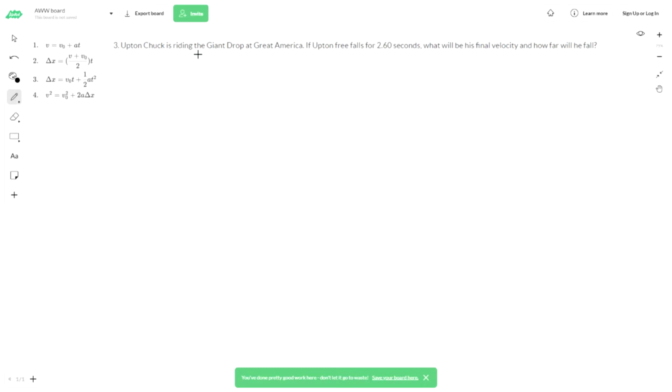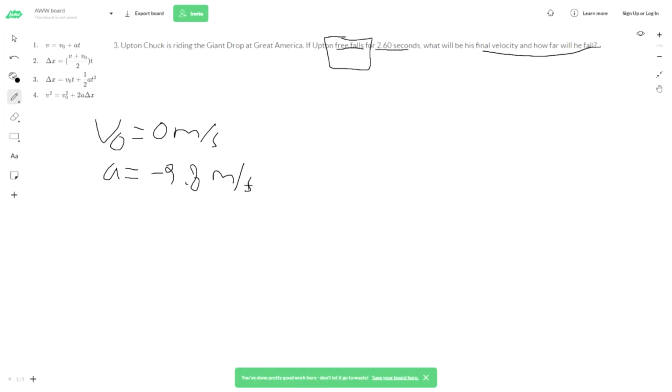So Upton Chuck is riding the giant drop at Great America. If Upton free falls for 2.6 seconds, what will be his final velocity and how far will he fall? Alright, so with this question, we're looking for his final velocity and how far he will fall. And this part where he free falls gives us 2 useful pieces of information. So from this, we can assume not only that v0 is equal to 0 meters per second, we can also assume that the acceleration is going to be due to gravity. So that will be negative 9.8 meters per second squared.